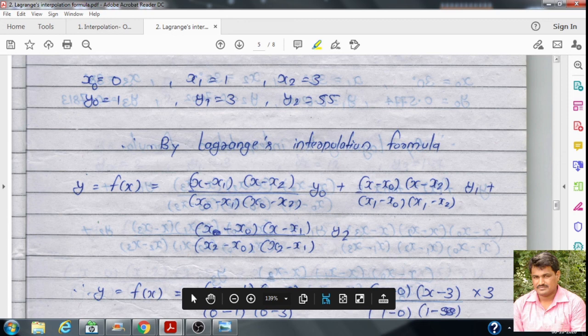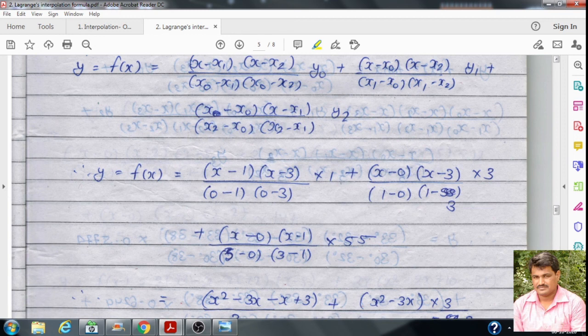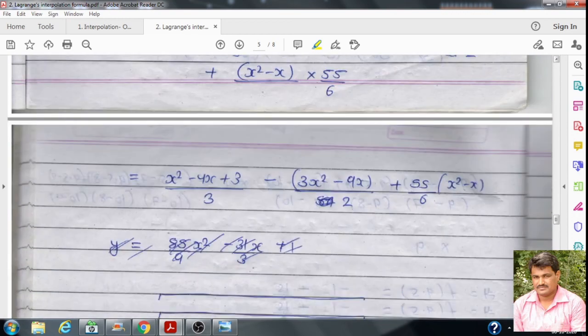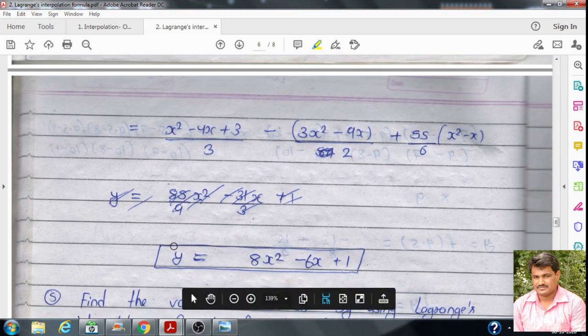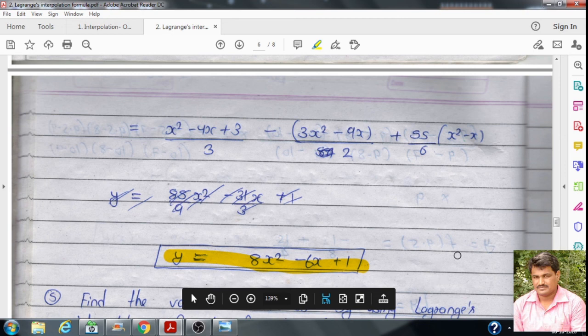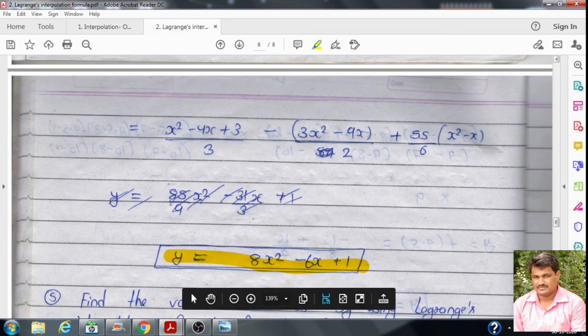Okay, the question is to find the polynomial. Hence we keep x as it is, substitute the respective values of x and y, simplify every polynomial, and take the addition of the polynomials. You get the equation y is equal to 8x square minus 6x plus 1. This is a second degree polynomial, and this is called the equation of the parabola. It means that we can find the value of y at any point of x using Lagrange's interpolation formula.